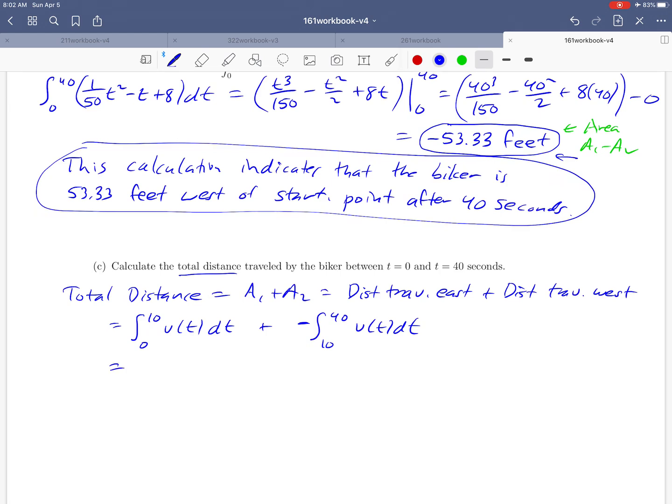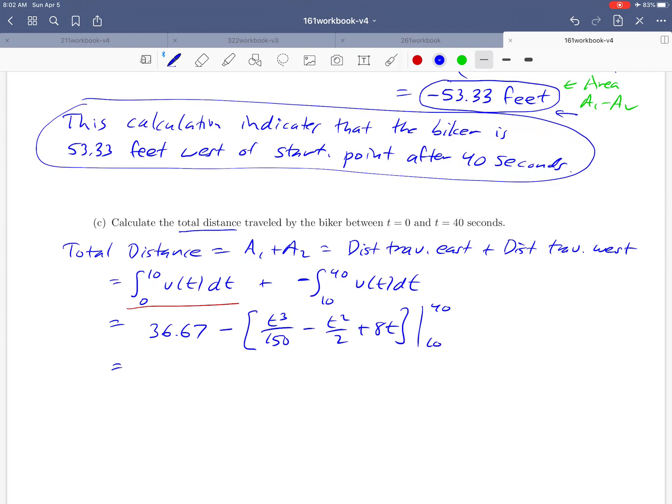Okay, so we can do this calculation. We've got an answer, and notice that the first part of it, that integral from 0 to 10, we already calculated in part A. We know that that's 36.67. The only new calculation to do is the second part, integrating our function from 10 to 40. And the antiderivative of v of t, we've already calculated a couple of times. It looks like this. We just need to substitute in our 40 and our 10, see what we get, and add everything together.